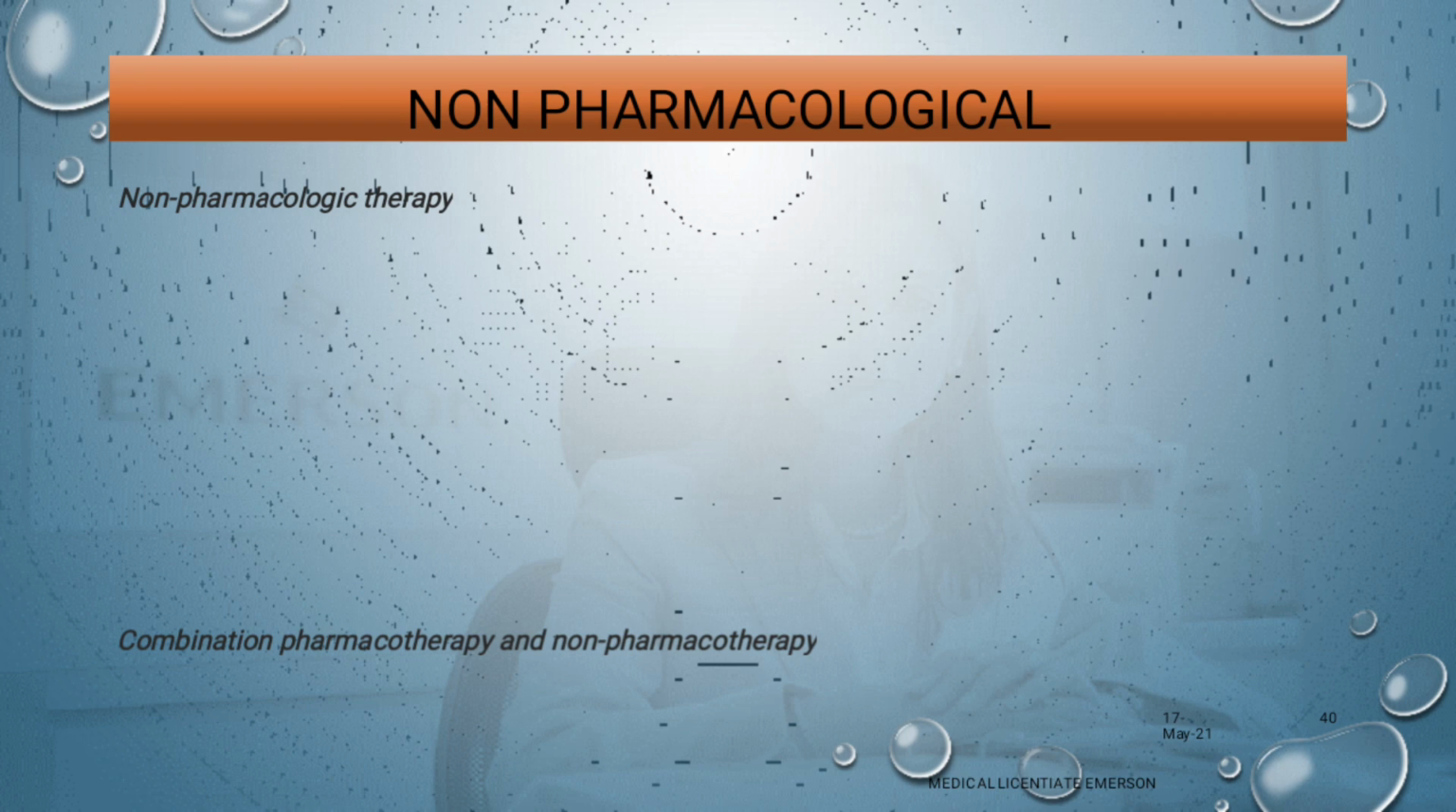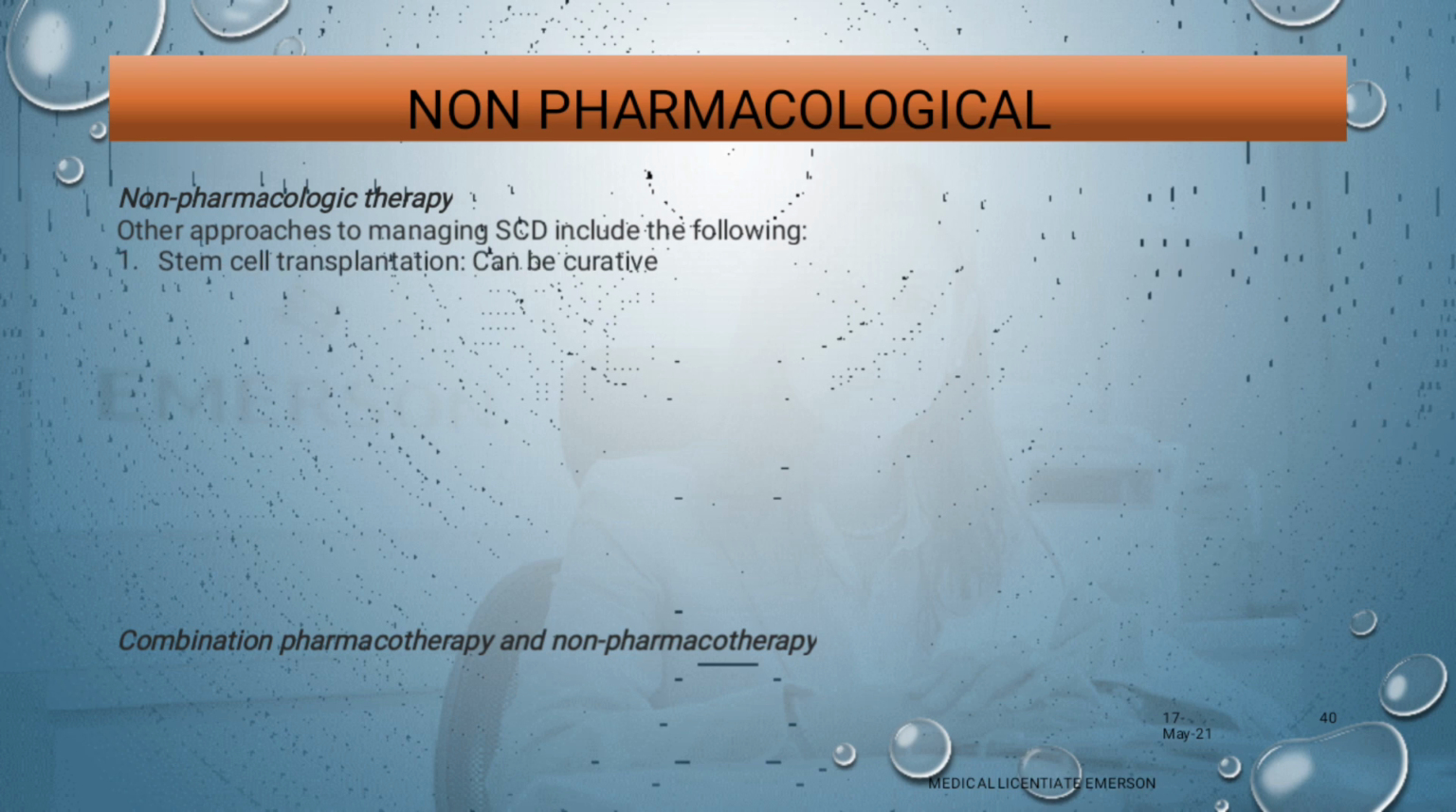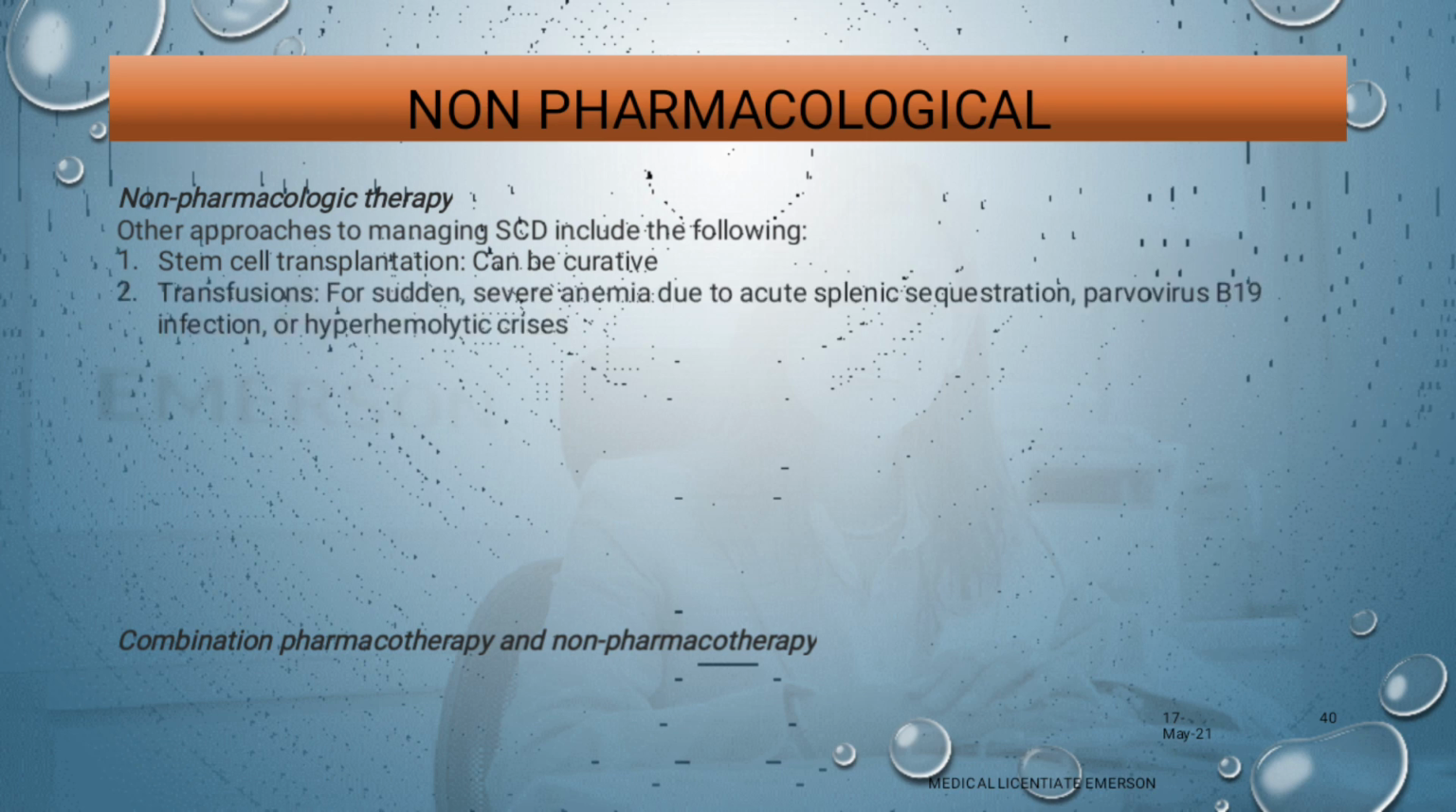Then that was the pharmacological therapy. Then for the non-pharmacological therapy, you can have other approaches such as stem cell transplantation, which can be curative. Then we can have transfusions for sudden severe anemia due to acute splenic sequestration, parvovirus B19, hyperhemolytic crisis, and also a CVA. Okay.